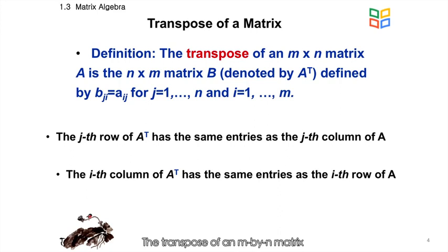The transpose of an m by n matrix A is the n by m matrix B, denoted by A^T, defined by b_ji equals a_ij for j varying from 1 to n and i varying from 1 to m. So for the transpose matrix B, its ij entry just equals the ji entry of the matrix A.